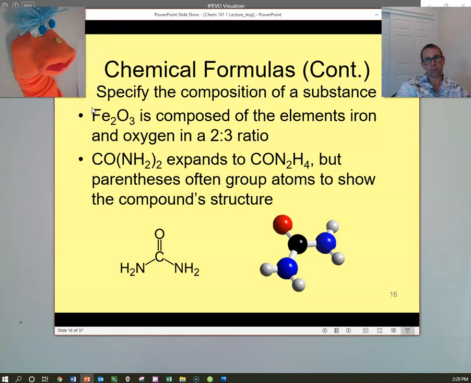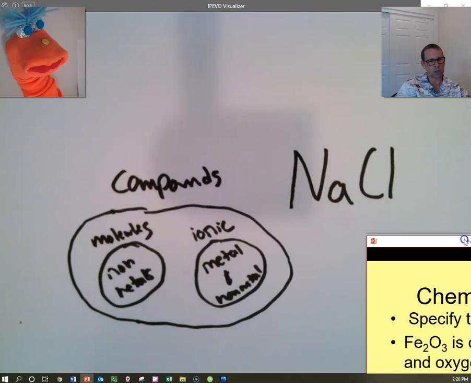Iron and oxygen. What's that? Iron and oxygen. Oh yeah, right here. That's right, there's iron and oxygen in that compound. Do you know if this is a molecular compound or an ionic compound? I can't remember what the difference is. Okay, so let's see if we can look at our chart here.